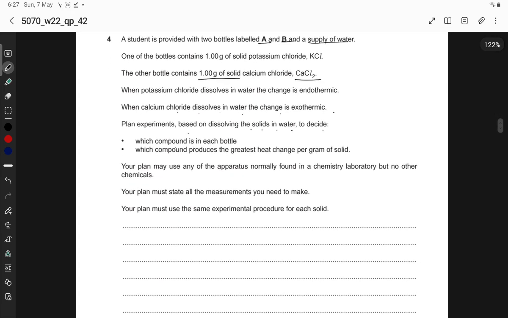Plan an experiment based on dissolving, to decide which compound is in each bottle. Which compound produces the greatest heat change per gram of the solid? Your plan may use any of the apparatus normally found in the chemistry laboratory but no other chemicals. Your plan must state all the measurements you need to make. Your plan must use the same experimental procedure for each solid.